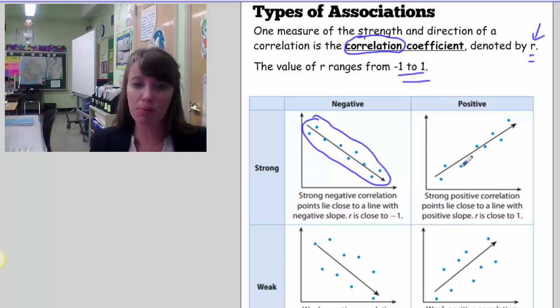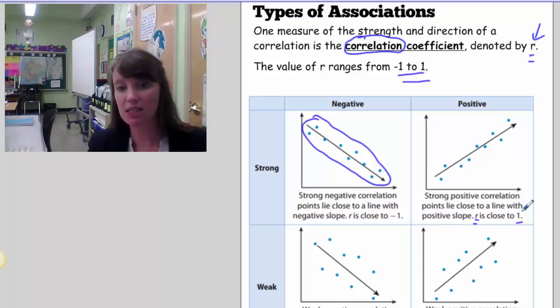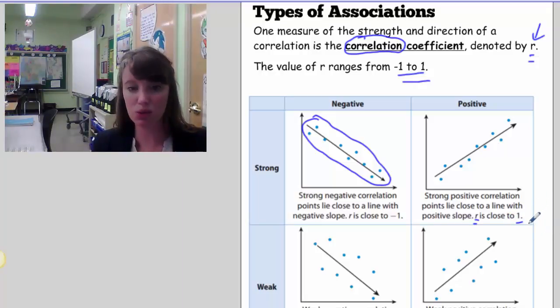If the points appear to be clustered around a line that's trending upward, all right, we say that the R value is very close to 1, meaning these points, if they were exactly along this line, would be along a line that has a slope of 1. But since they're not exactly along that line, the correlation coefficient is going to be read as something that's very close to 1. It may be like 0.8 or 0.9, but it's going to be close to 1.